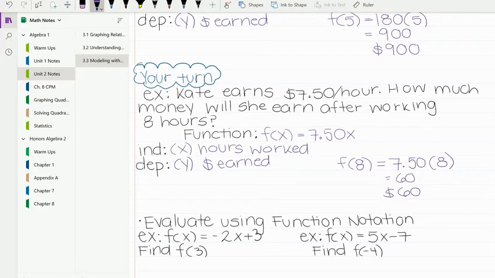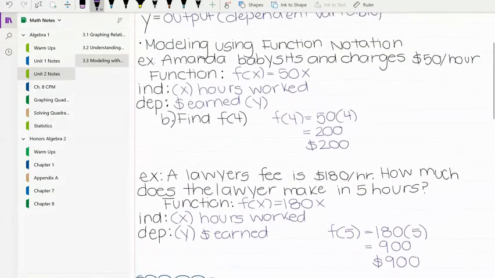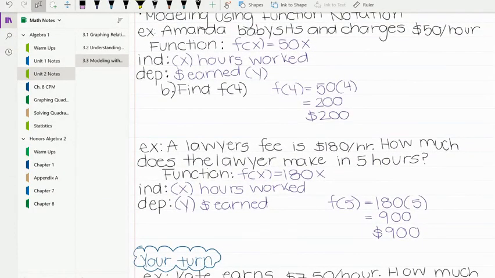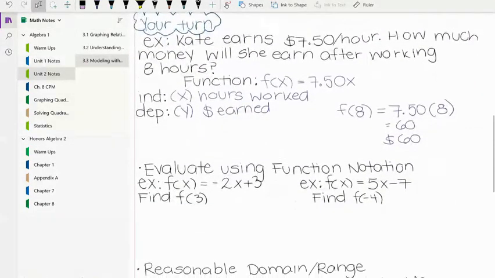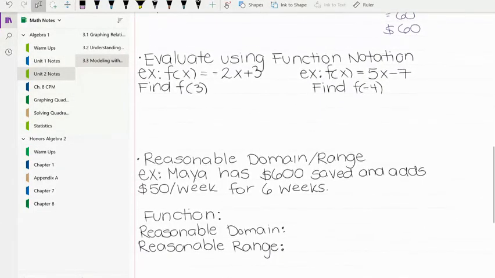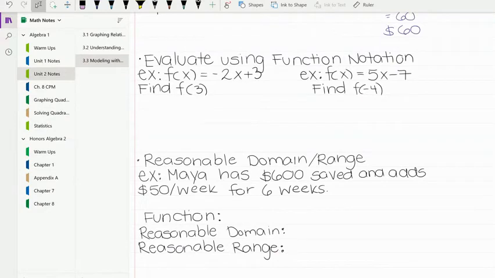Okay, so now that we've looked at 3 different examples of modeling, we're now going to evaluate using function notation, which should seem very easy since we were kind of already doing that. So this is really just like equations, and you're evaluating the function at a certain number.